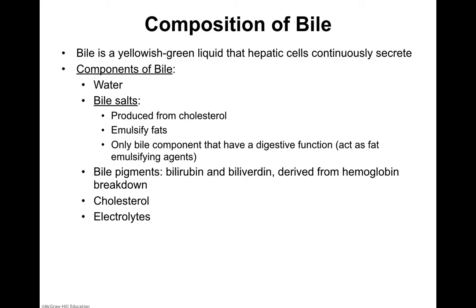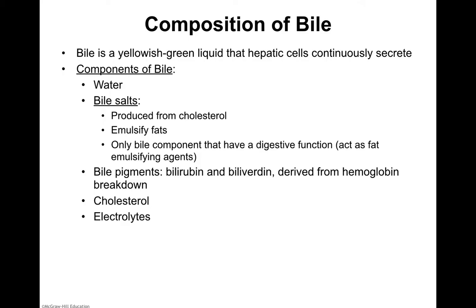Bile is a yellow-green liquid that hepatic cells are continuously secreting. It's made of water, bile salts, bile pigments, cholesterol, and electrolytes. Those bile salts are produced from cholesterol, and they are important for emulsifying fats. You recall on Monday I told you that means to make it so that fats will better dissolve in an aqueous solution, a water solution. And that is the only bile component that truly has a digestive function.